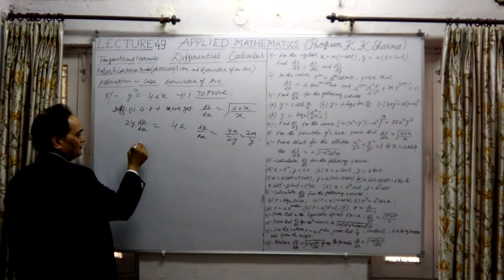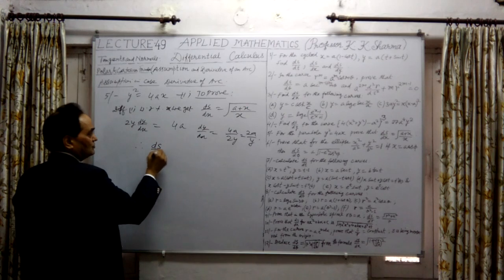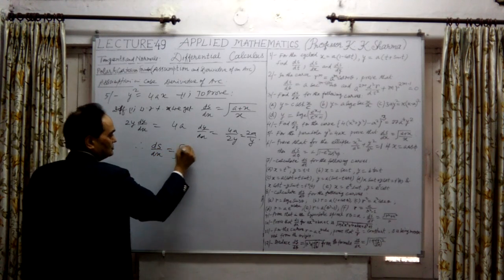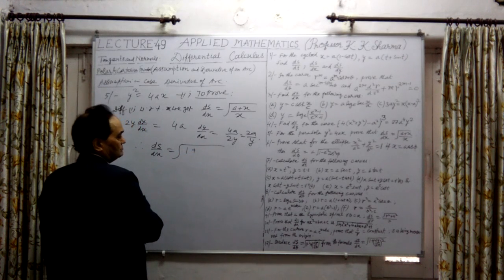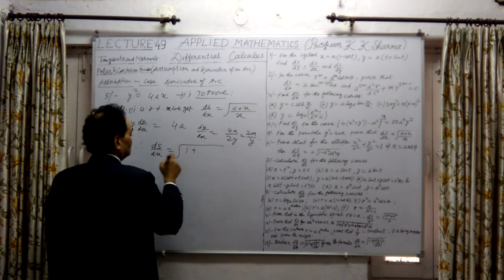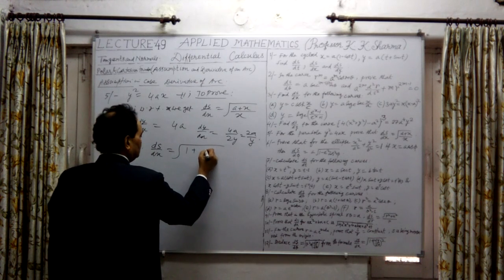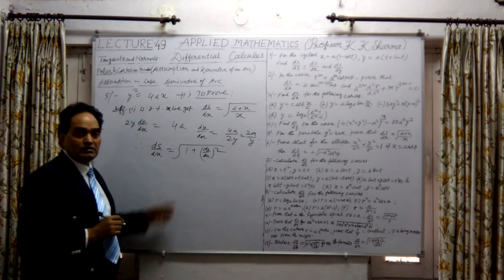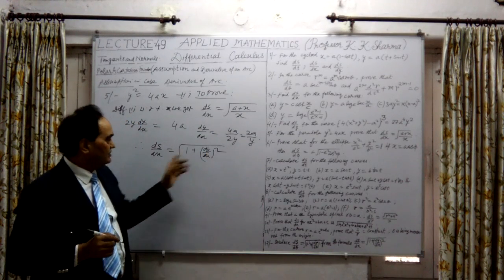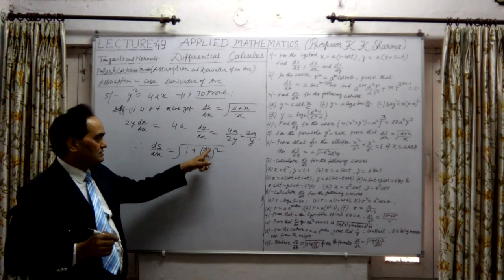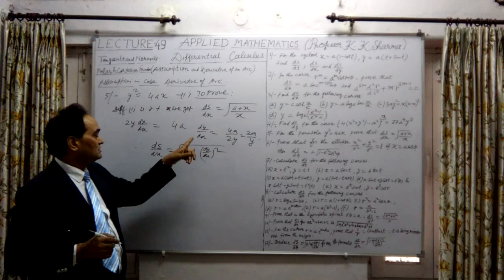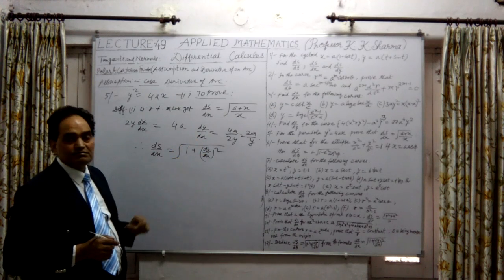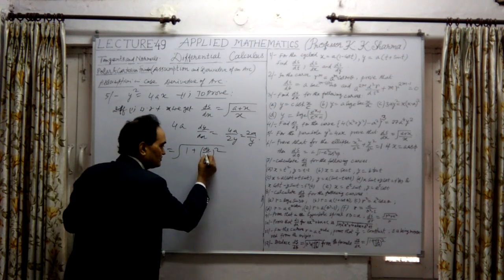Okay, therefore we know that ds upon dx is equal to this Cartesian formula for the derivative of an arc: square root of 1 plus (dy upon dx) whole square. If the denominator is dx, then it is dy upon dx. But for ds upon dy, it will be 1 plus (dx upon dy) whole square. So it depends on the denominator.